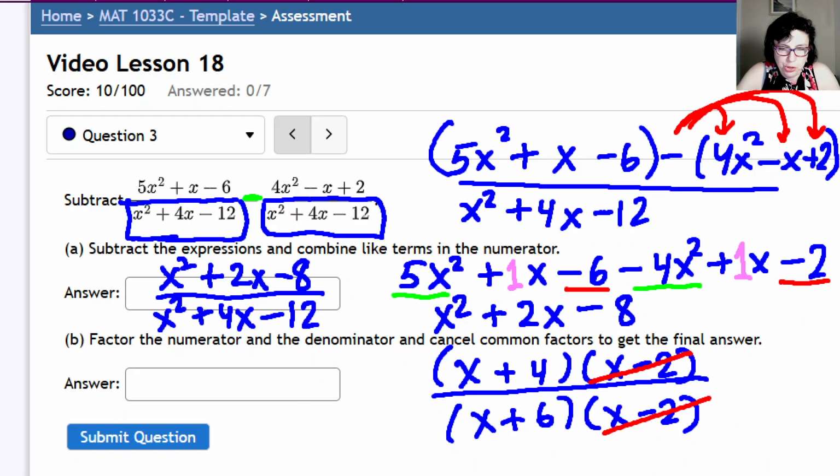One thing you should never do is try to cancel the x. A lot of times I see students look at x on the top and x on the bottom and they're like, oh, let's get rid of it. Never, ever, ever cancel at the plus sign. You can cancel across multiplication because this is times. But if it's a plus, you can't. You're going to have to leave it like x plus 4 divided by x plus 6. It's certainly not the same as 4 divided by 6.